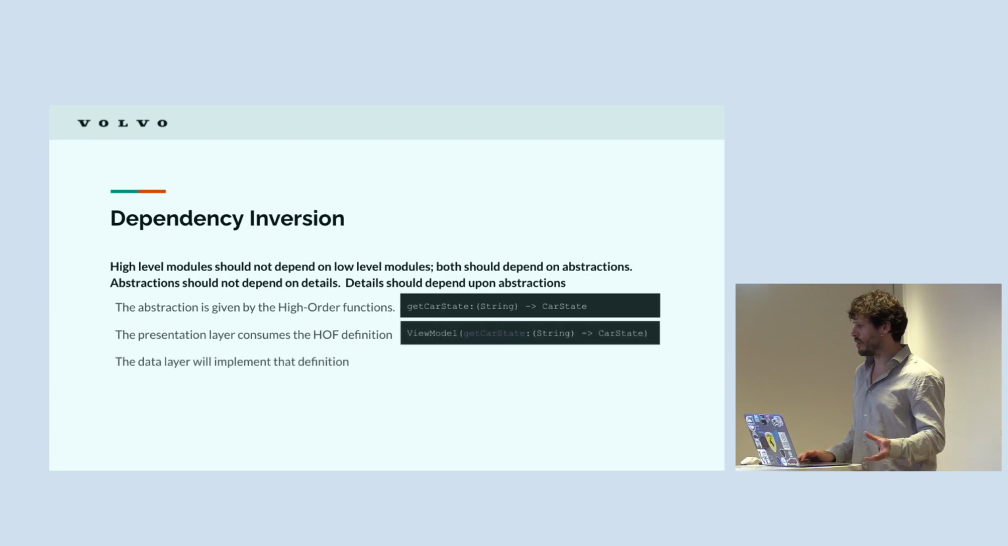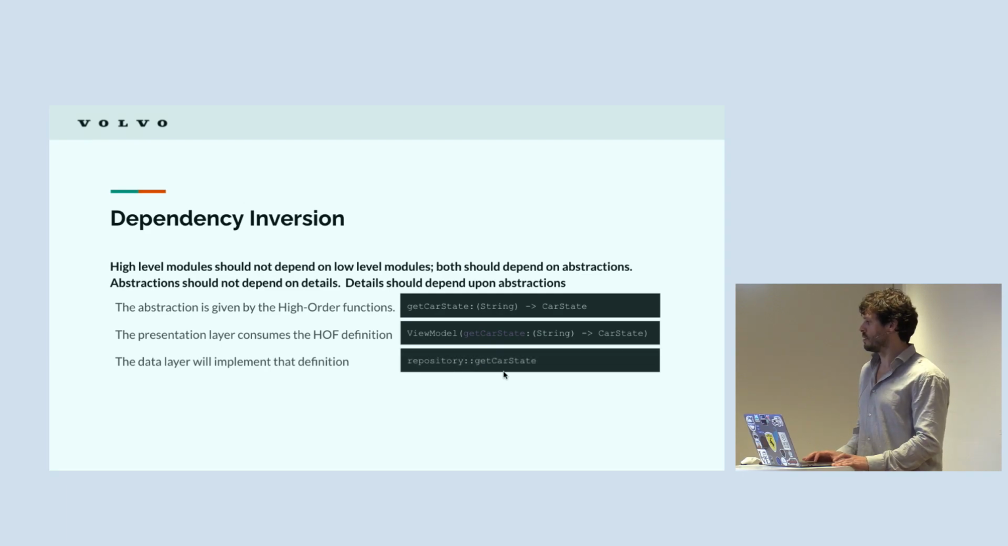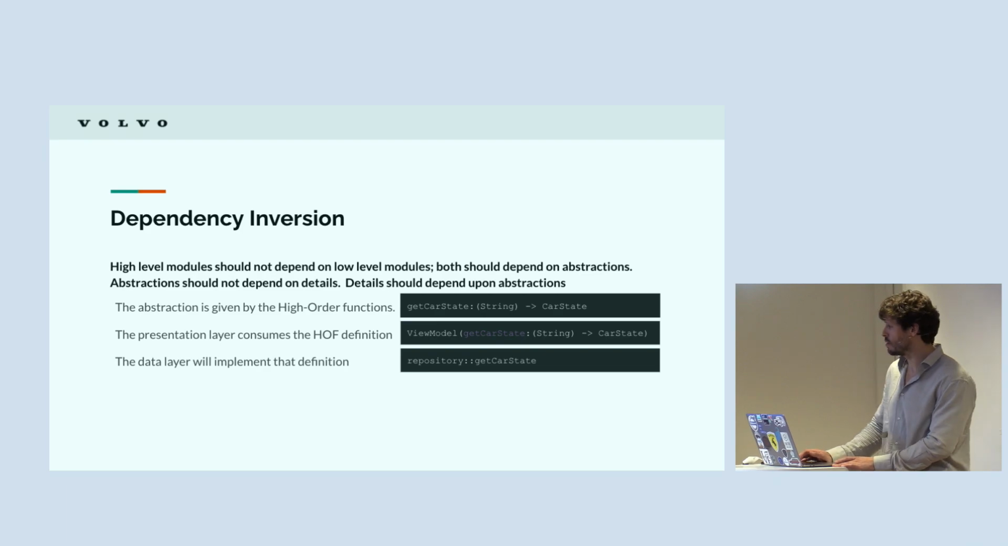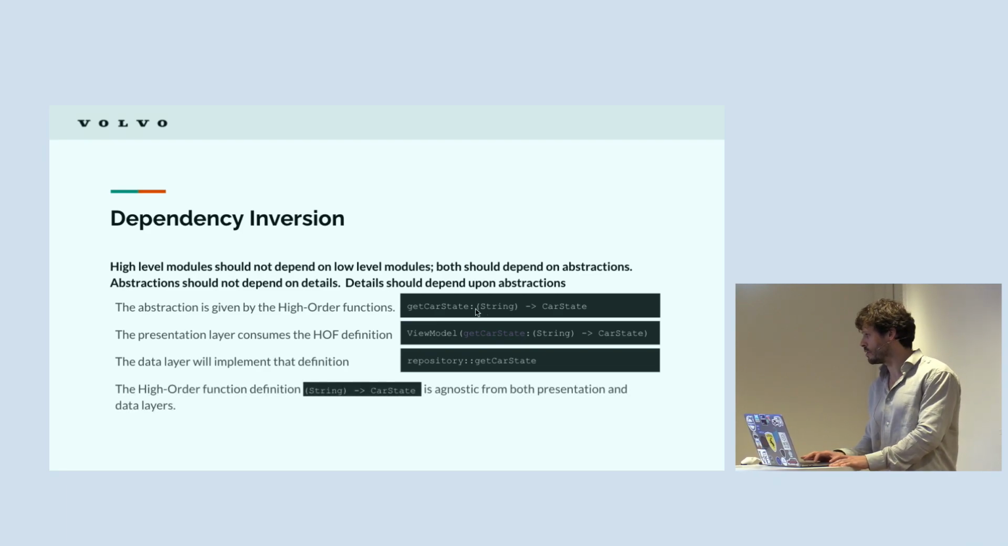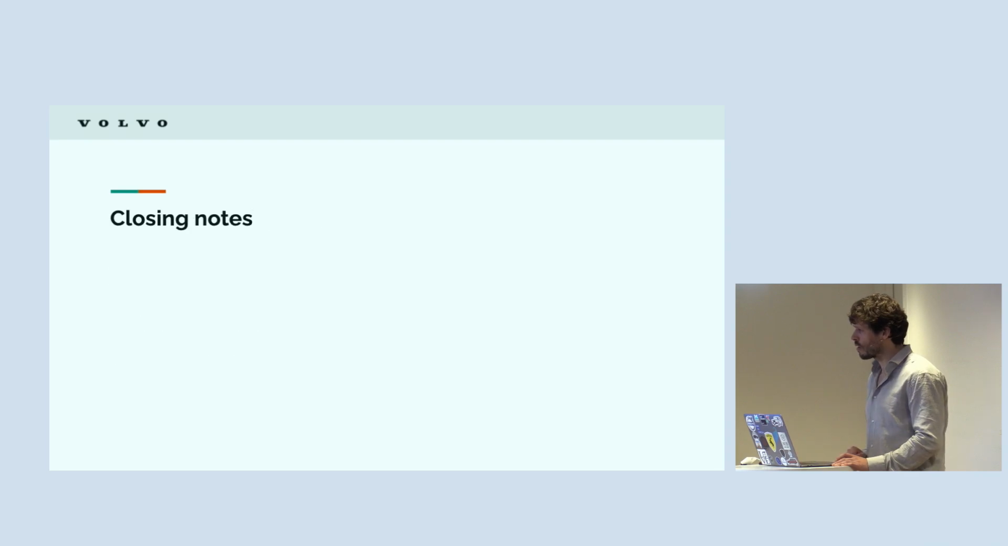Then the data layer, the implementation of the repository, is the one that actually gives the specific implementation for it, right? And all the way, the higher definition, which is a type, will be agnostic. It doesn't know anything about who is using it or who is implementing it. It just is, right? It exists. So with this, I hopefully covered the 5 SOLID principles. And hopefully I haven't confused you enough. Or maybe I confused you enough so you go and do your own research after this.